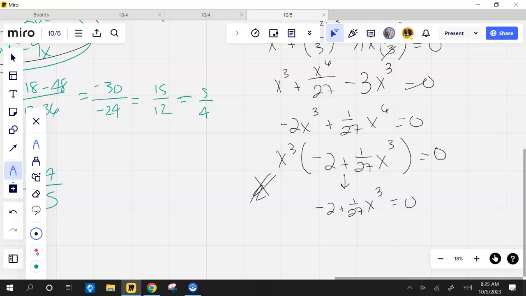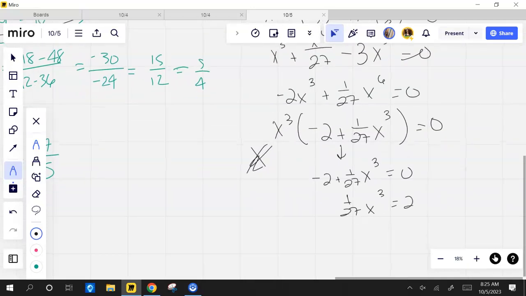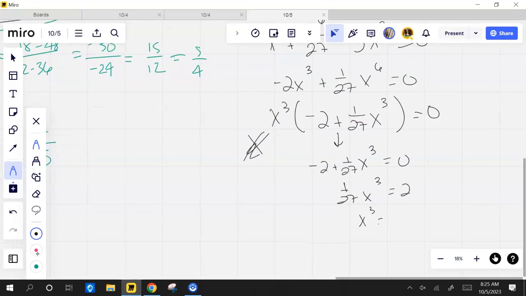Oh. 1 over 27 x cubed equals 2. Multiply by 27, so x cubed is 54. Oh. Cube root. Luckily, it's an odd root, so it's only got 1.